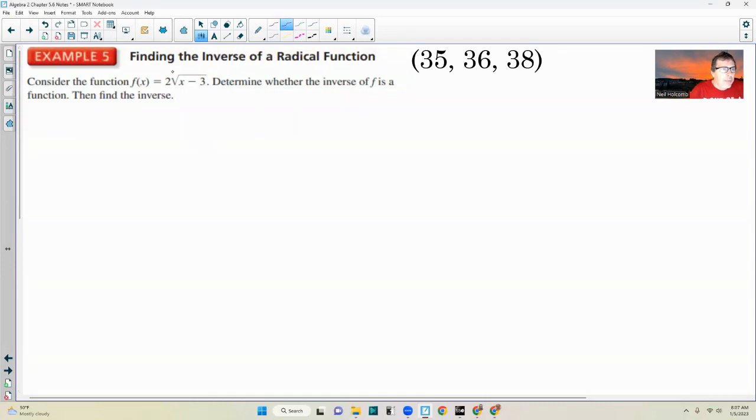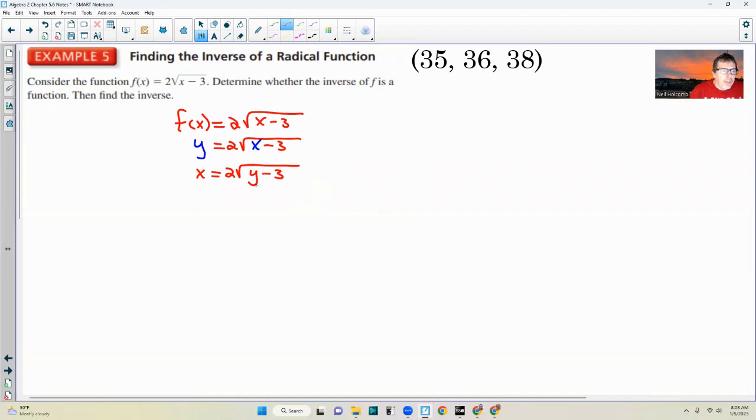Next one, example 5, finding the inverse of radical functions. Consider the function f of x equals 2 times the square root of x minus 3. The first thing you always do is rewrite the problem. Step 2, replace f of x with y. I changed the colors of the variables because that's my reminder that they need to now switch locations. So now x goes where y is and y goes where x was.